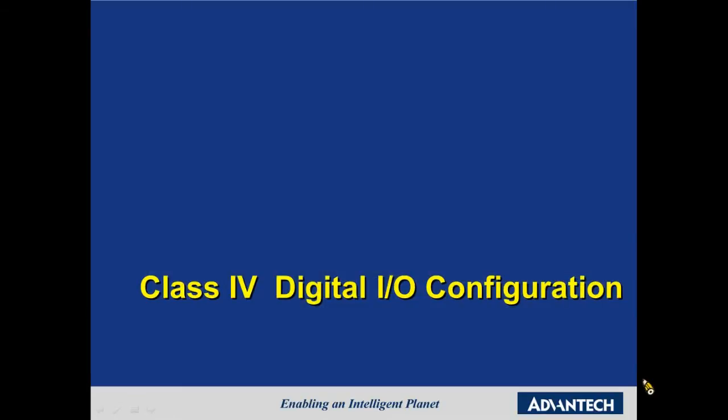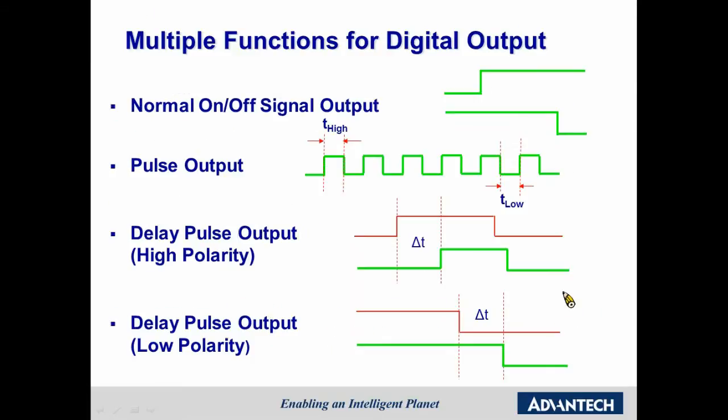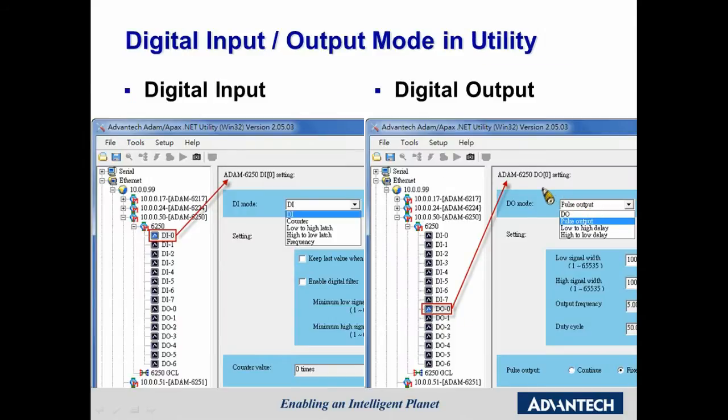Class 4 is Digital I/O Configuration. Multiple digital input functions are supported: typical on-off, counter input, and also frequency. Multiple functions are supported on the digital outputs: typical on-off, pulse train, delayed pulse output with high polarity, or delayed pulse output with low polarity. The digital input and output modes can be chosen by selecting the module and then choosing what type of input or what type of output you want. There's also an option for selecting all inputs or all outputs.